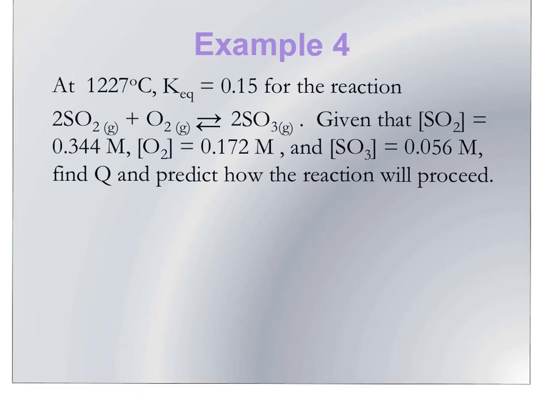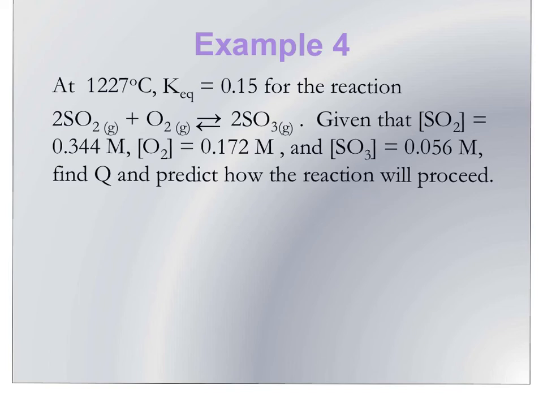So at 1,227 Celsius, K is 0.15. Again, whenever they list a K, they have to give you what temperature it is. And this one again, 0.15, that tells us that it's reactant favored because K is smaller than 1. Anyway, they give us the K, they give us the concentrations of SO2, O2, and SO3, and they ask us to find Q and also to predict how the reaction will proceed.